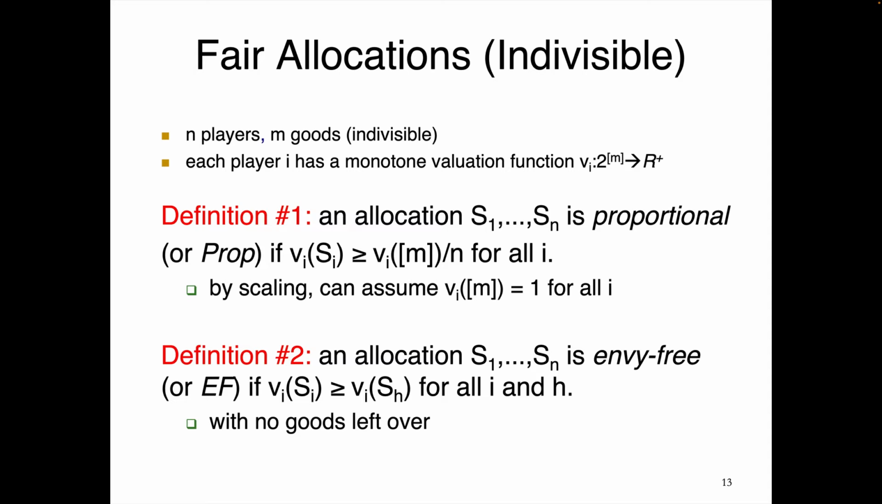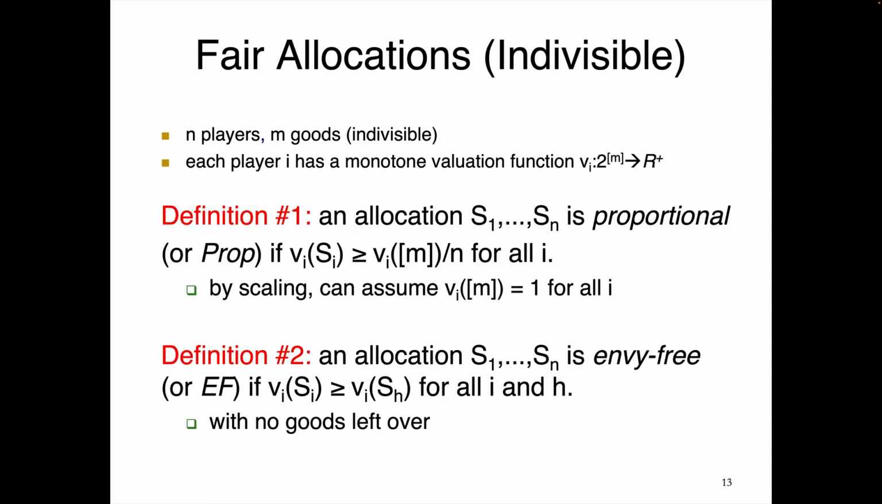Envy-freeness, so this is now an allocation where, again, no one would want to swap bundles with anyone else. So for every player i and every other player h, i is happier with their own bundle than they would be with the other player's bundle. And that should be true for all pairs of players. No player envies any other player. Okay? So, those are the two. We're going to be looking at relaxations of this shortly, but this is our starting point for talking about fair allocations, proportional and envy-free.